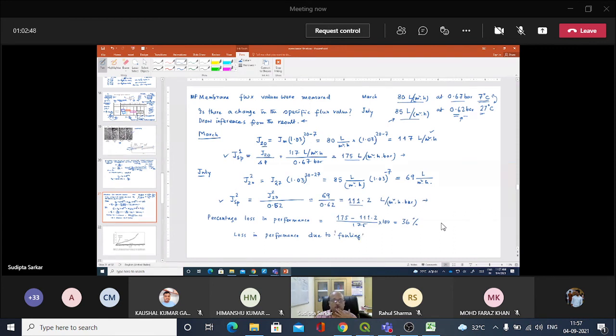And how to make this performance better? Probably this may be due to internal fouling, or maybe due to formation of cake layers on the membrane. So, as we said, fouling can happen in three ways.